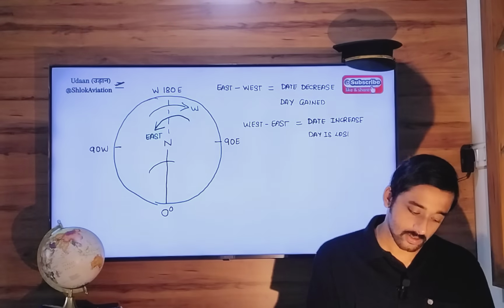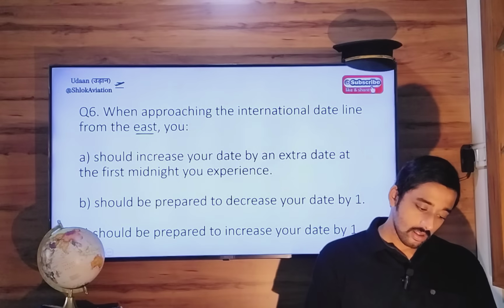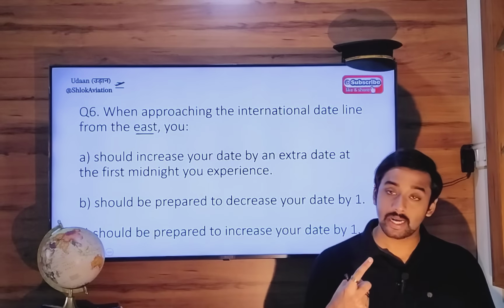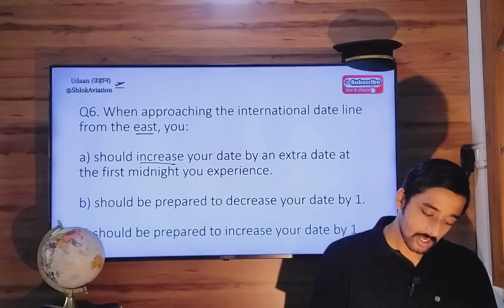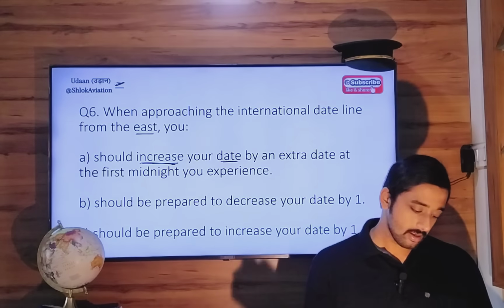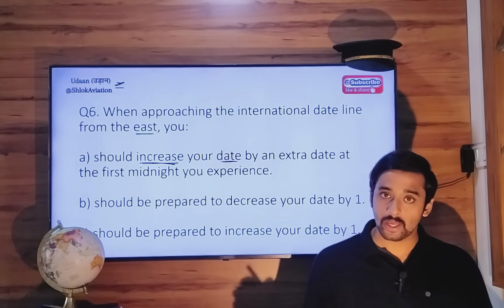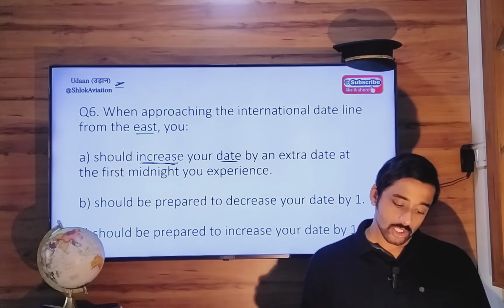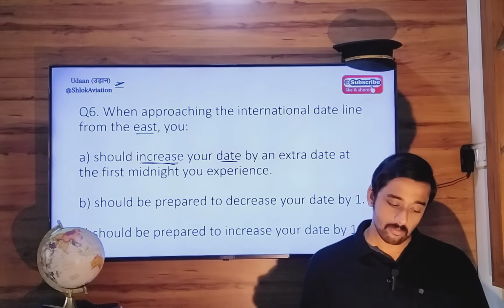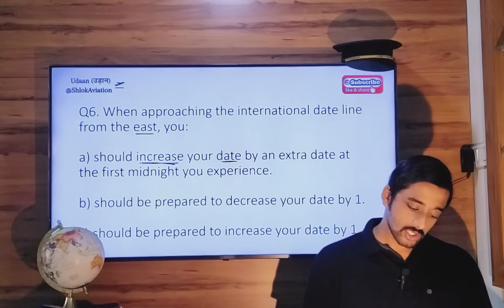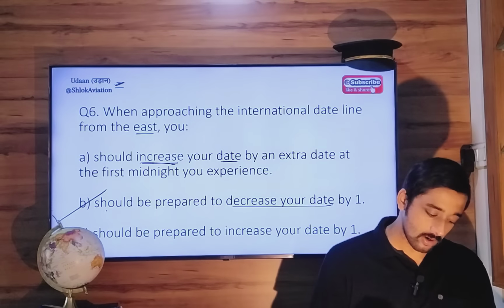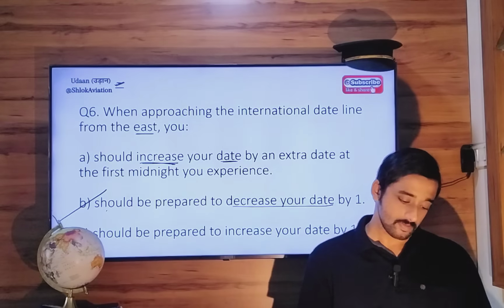Day is lost. So when approaching the international date line from the east, you should increase your date by an extra date at the first midnight you experience. Should be prepared to decrease your date by 1. Should be prepared to increase your date by 1. So should be prepared to decrease your date by 1. Option Bravo is the correct option.